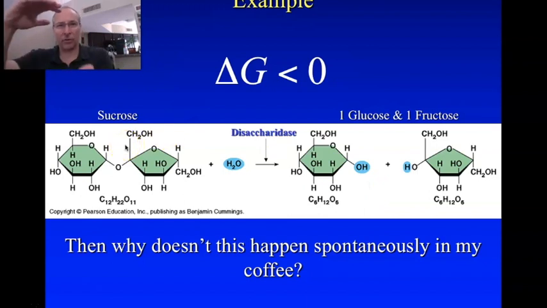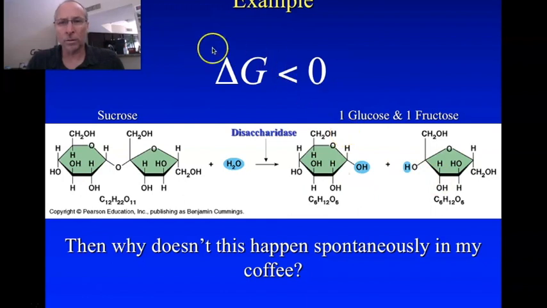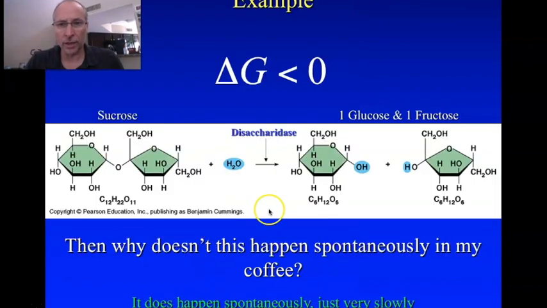You got a big bag full of sucrose that you buy at the store. Why isn't it being broken down into glucose and fructose? Well, the answer is it is. It actually is being broken down into glucose and fructose. It is happening, but it's happening extremely slowly. This reaction is spontaneous, but it requires energy to get it started. That's a concept then that we need to deal with here, because your metabolism has to deal with that too.